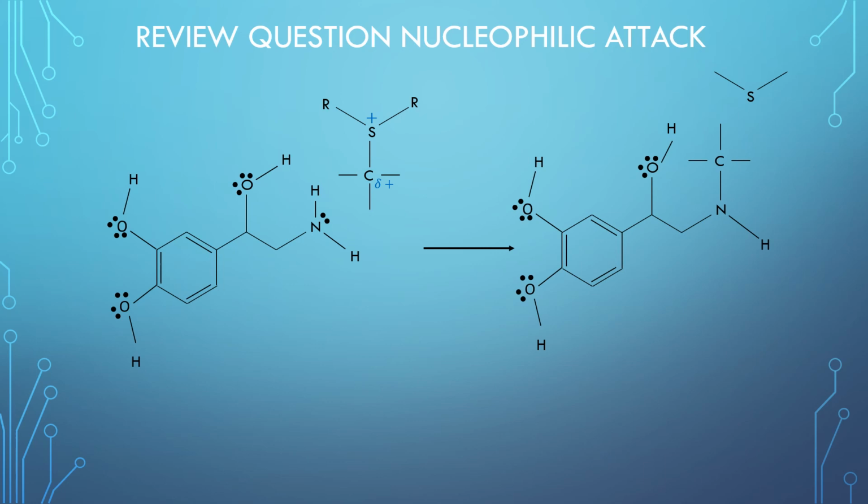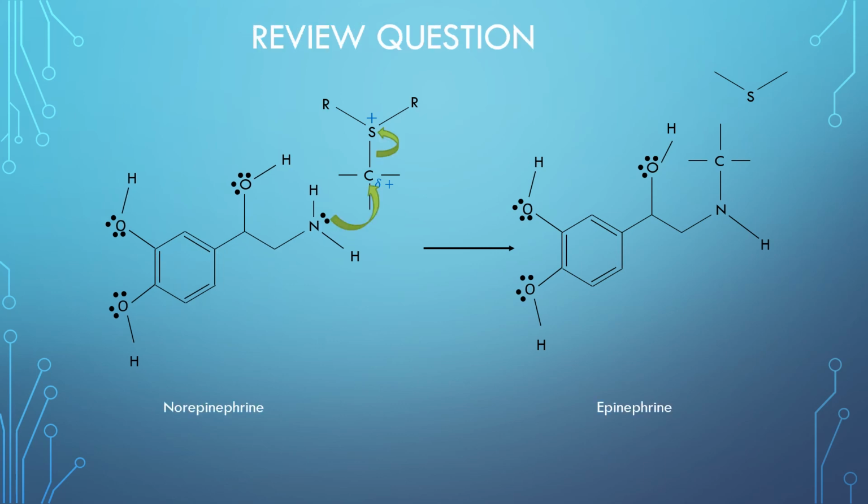Pause the video and try to draw out the reaction mechanism arrows required to complete this nucleophilic attack. First, the electrons on nitrogen attack the partial positive carbon bound to the more electronegative sulfur. The electrons shared between sulfur and carbon move on to sulfur. This methylates norepinephrine and creates epinephrine.